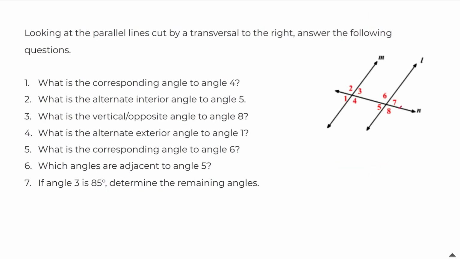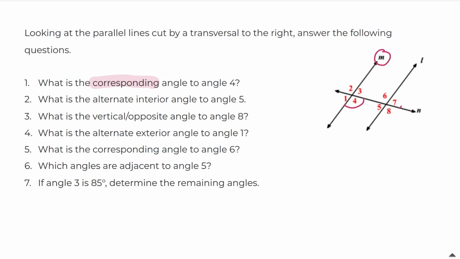All right, so let's use this information to answer some of these questions. So looking at the parallel lines cut by a transversal to the right, answer the following questions. So the first question is asking us, what is the corresponding angle to angle 4? So if you look here, we have angle 4 right here on line M. Which angle is on line L that's in the exact same position as angle 4 up here?